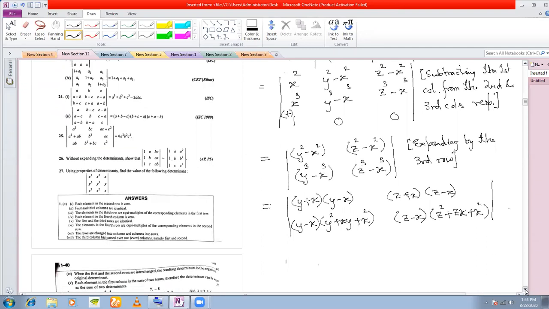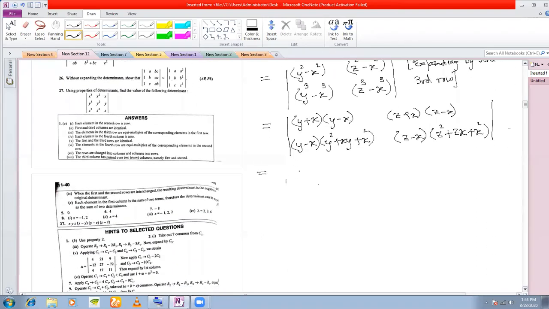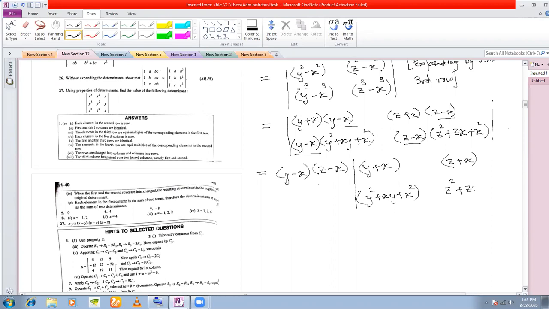Okay. Now what can you do here? You see that y minus x is common here in the first column. So you can take y minus x out of the first column. Z minus x you can take out of the second column. Okay. Now what is left with you? You're only left with y plus x. Here you are left with y square plus xy plus x square. Here you are left with z plus x, and this you are left with z square plus zx plus x square. Okay.